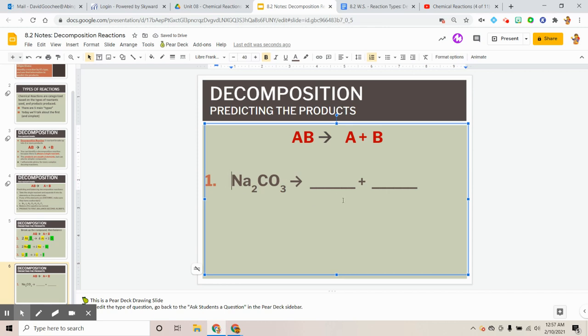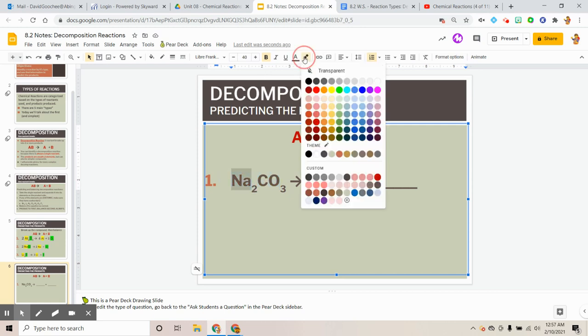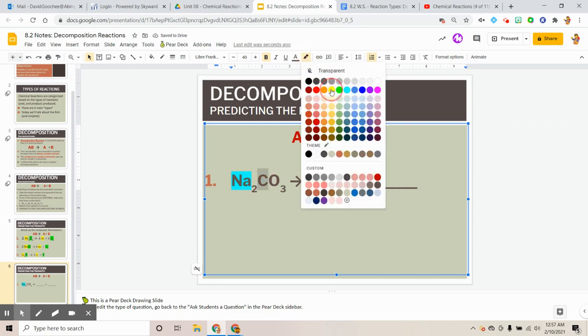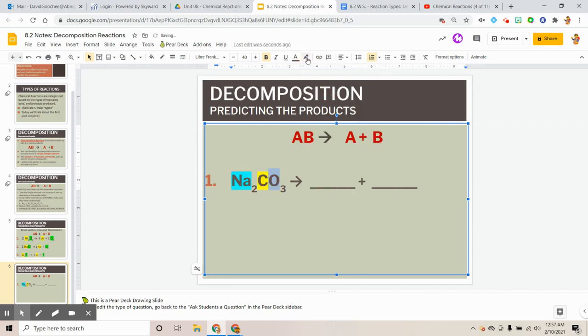Na2CO3, sodium carbonate. Now you're thinking, what could this break down into? Could it be only 2 things? I see 3 elements. I see sodium, I see carbon, I see oxygen. Okay, that is absolutely correct. I would not expect you to be able to figure out what 2 products are produced here just by giving you this thing right here.